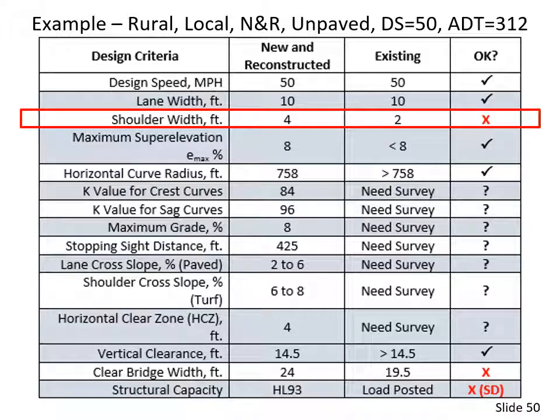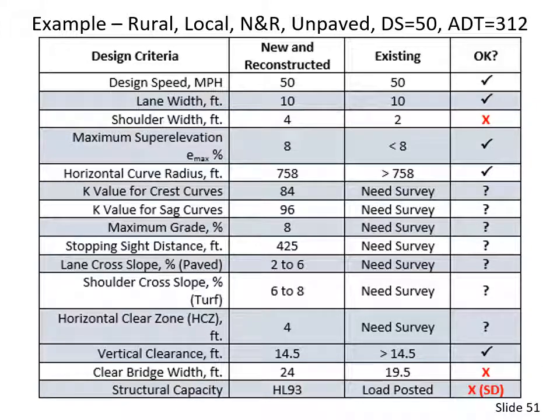Shoulder widths would need to be increased to the standard value of 4 feet from the assumed existing width of 2 feet. A new bridge will have a minimum clear bridge width of 24 feet compared to the existing steel truss bridge of 19.5 feet. By the way, the existing bridge does not even meet the 3R standard value of 20 feet clear bridge width.